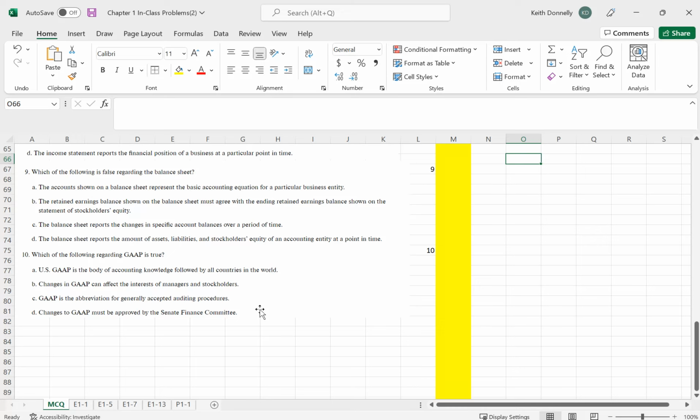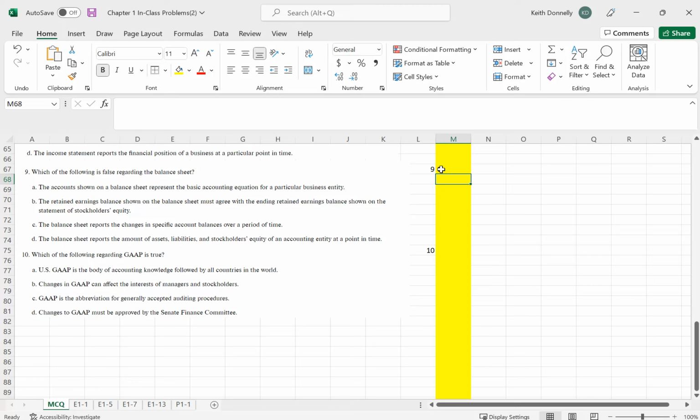Question 9 says, which of the following is false regarding the balance sheet? Okay, so this one's going to be C. C says the balance sheet reports changes in the account balance over a period of time. No, that's false. We just said that, right? The balance sheet is at a point in time. It's like a snapshot. Where do you stand right now whenever we show this?